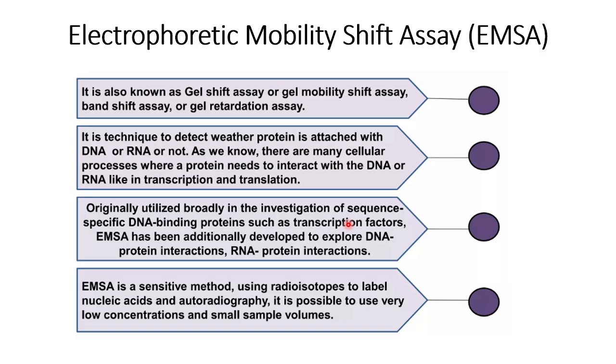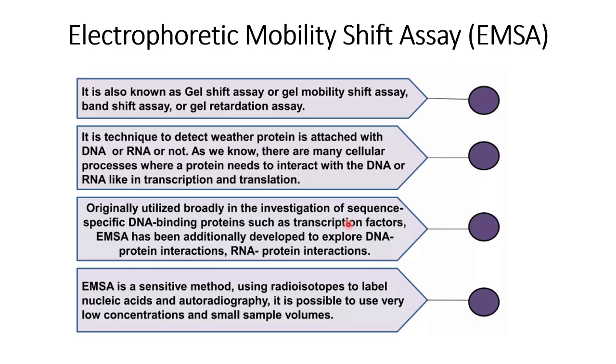Okay. So let us talk about the third experiment or third technique, that is electrophoretic mobility shift assay, EMSA. So it's a gel-based assay or the gel shift assay. It's a technique to detect whether a protein is attached to a DNA or RNA or not. There are many cellular processes where a protein needs to interact with the DNA or RNA, like in transcription and translation, like the transcription factors. Originally, it was utilized broadly in investigation of sequence-specific DNA binding proteins such as transcription factors.